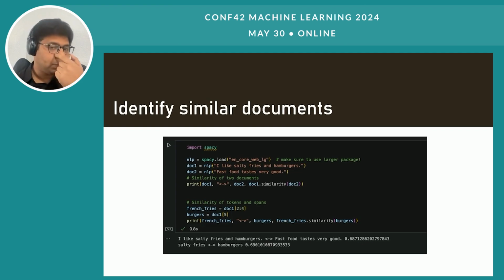As part of a special library, this particular functionality comes inbuilt. So by writing a very minimal amount of code, we can solve this problem and identify a solution. Here in this example, you can see that the first sentence is "I like salty fries and hamburgers," and the second one is "fast food tastes very good."